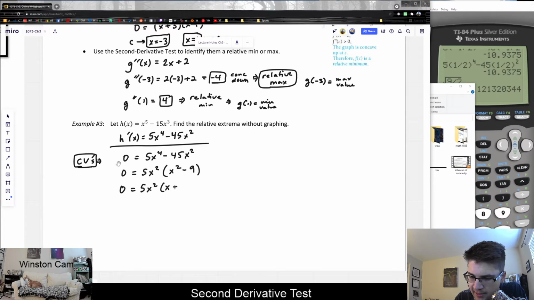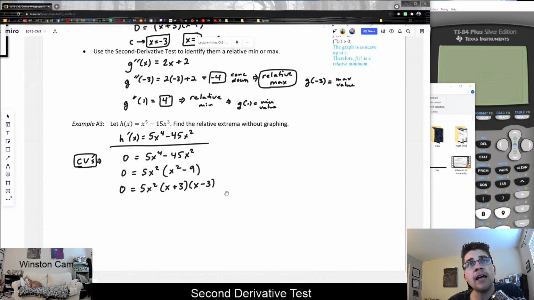Sorry, x plus 3 and x minus 3. This is x squared minus 9, what we have remaining after factoring out 5x squared. And this leaves us with 3 solutions to the equation, or 3 critical values. So 0, -3, and +3 all would be solutions to this equation. And we have our critical values.